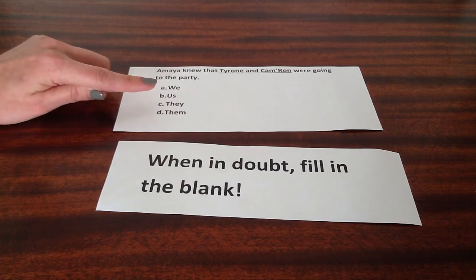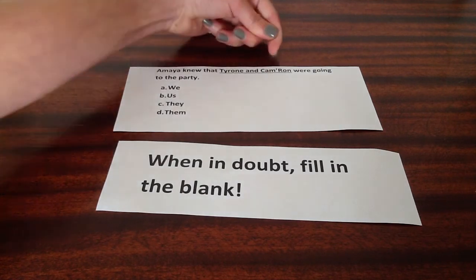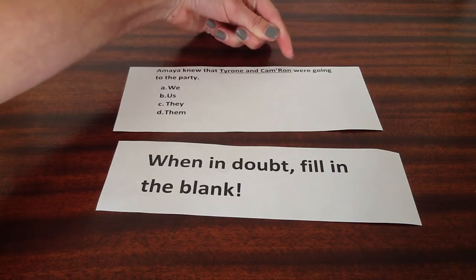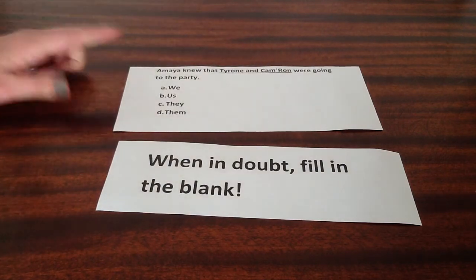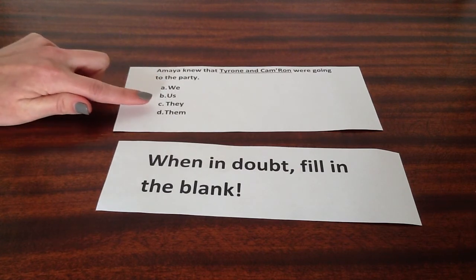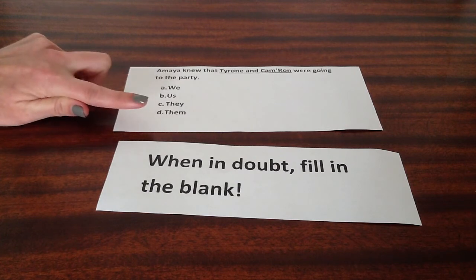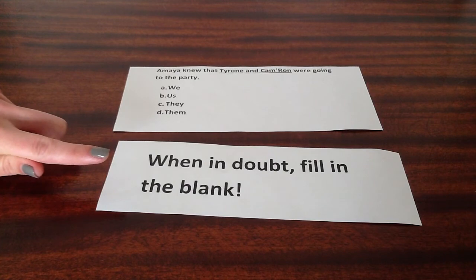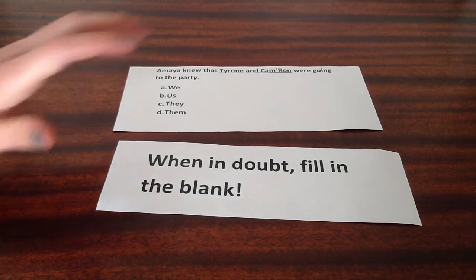And then all I would have to figure out is, well, it's just Tyrone and Cameron. They don't say anything about Miss Bierman. They don't say anything about I or me. I'm not going with them. So it can't be "we." I'm not involved. Amaya knew that Tyrone and Cameron, they were going to the movies. That's the only one that makes sense. And I figured that out by just filling in the blank and restating the question.